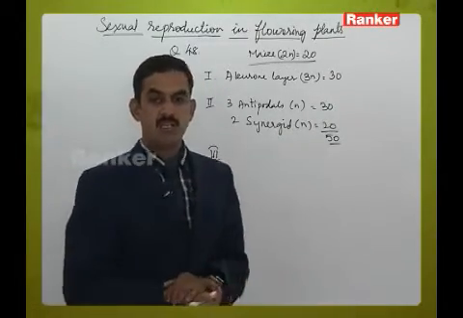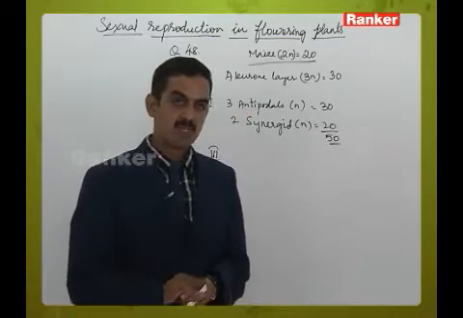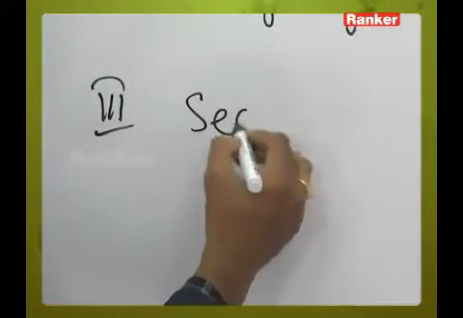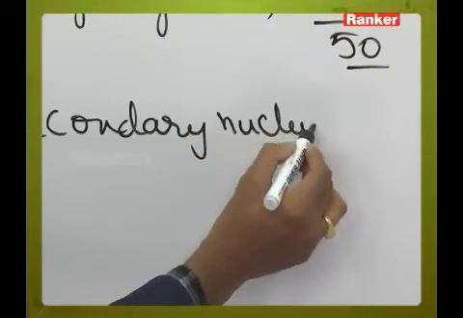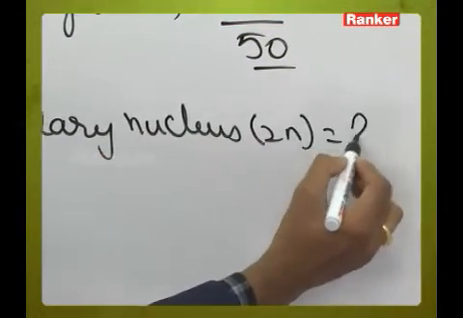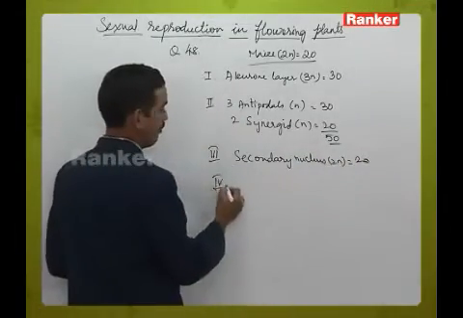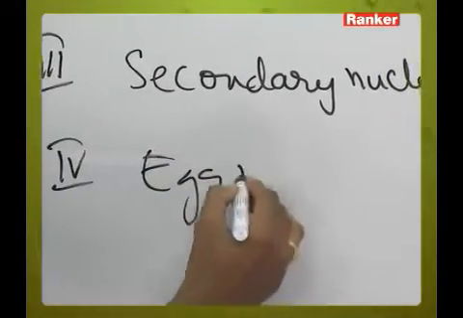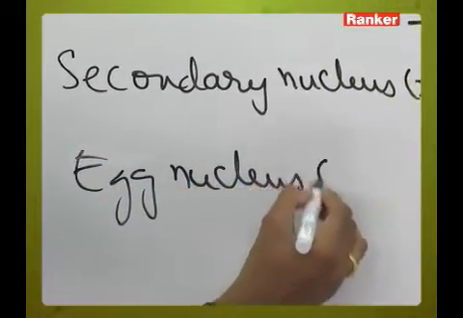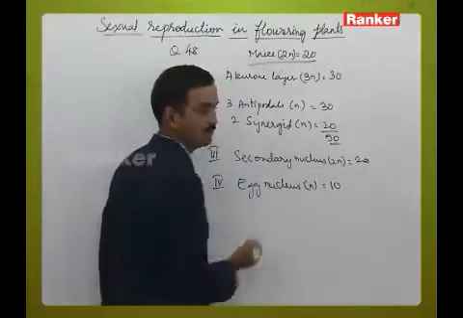Third one, secondary nucleus of female gametophyte. We know that the secondary nucleus is diploid in condition, so 2n equals 20. Fourth one, egg cells or egg nucleus. The egg nucleus is haploid in condition, that is 10.